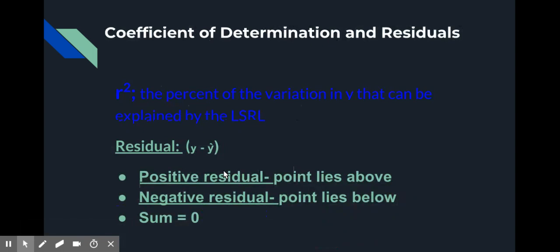To find the residual of a point, you do the observed y minus predicted y, which is the value found from the regression line by plugging in x. Positive residuals, this is when the point lies above the regression line. Negative residuals, this is when the point lies below the regression line. And then the sum of all residuals is equal to 0.